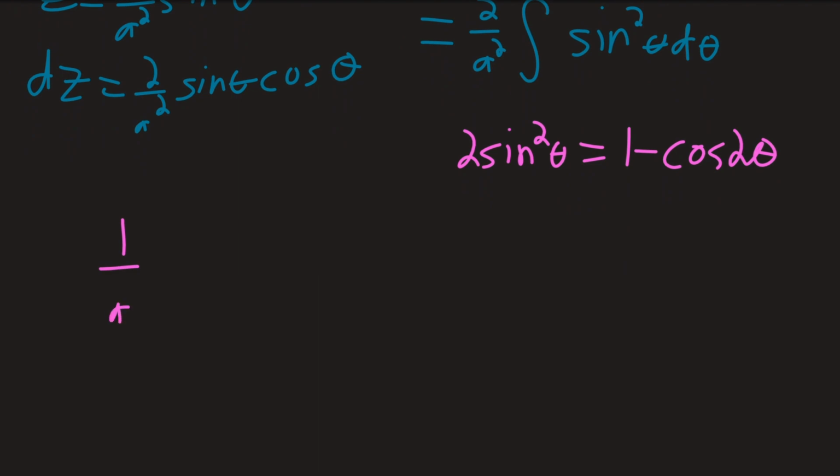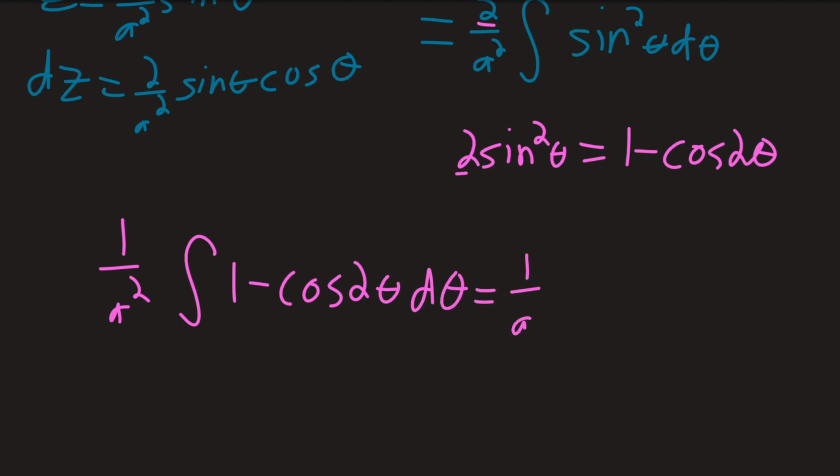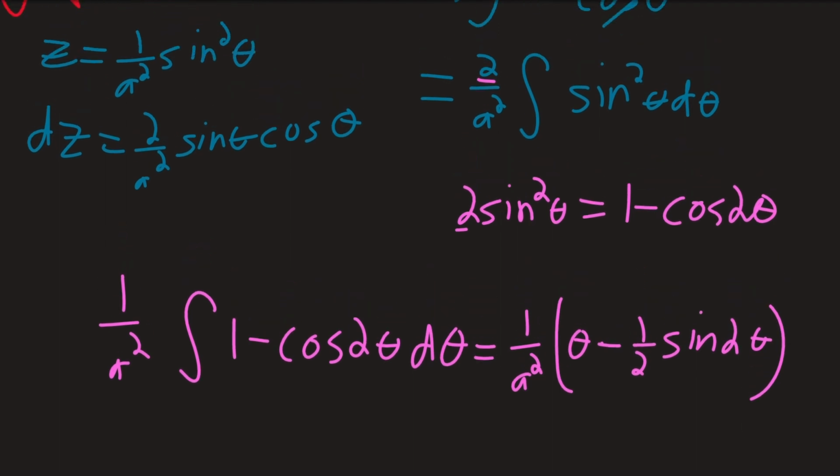Meaning that we have 1 over a squared times the integral of 1 minus cos 2 theta. I just applied the 2 here. That's all I did. And now this really isn't bad to integrate at all. We just have 1 over a squared times theta minus 1/2 sine 2 theta. But we are not done, because we did do a substitution, didn't we?